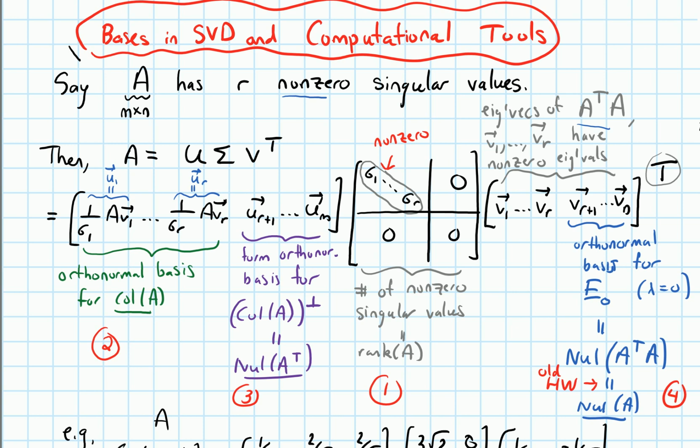Finally, that leaves us with V1 up until VR. They are also collectively orthonormal.